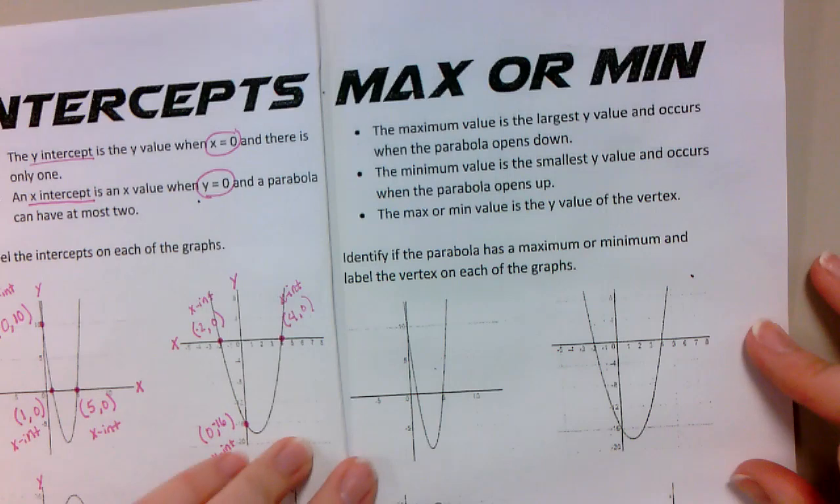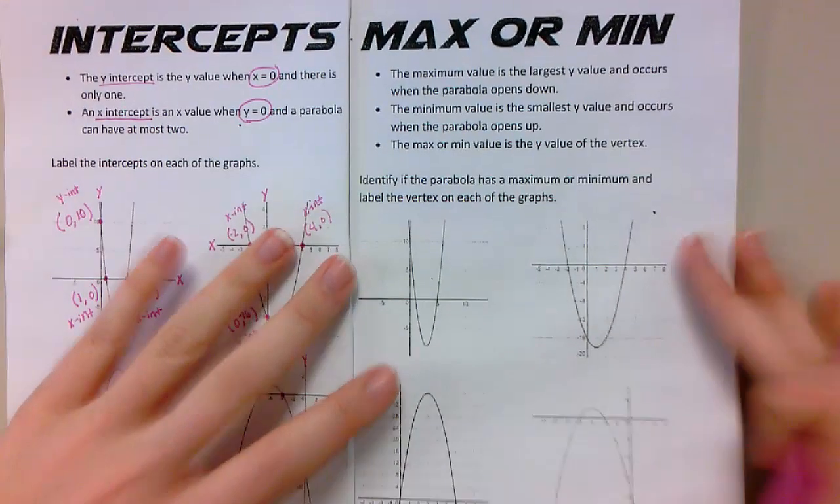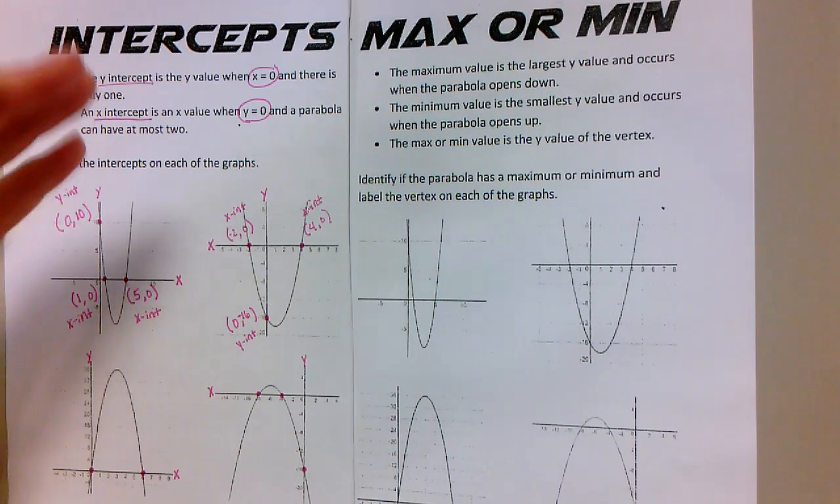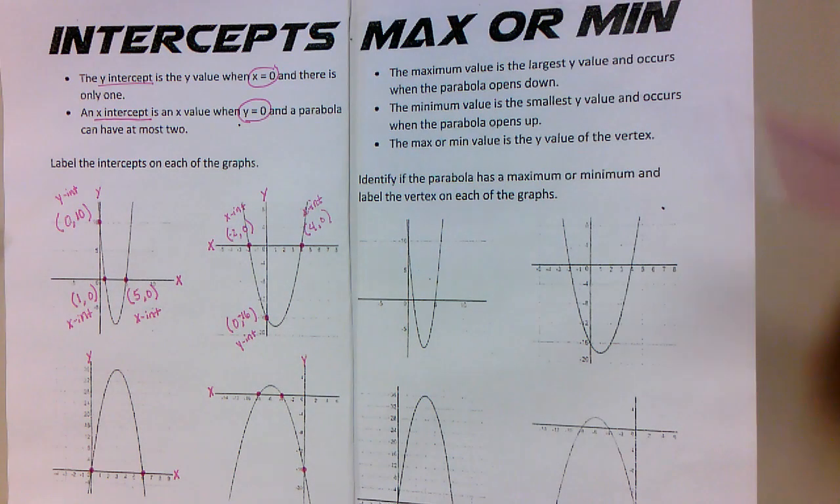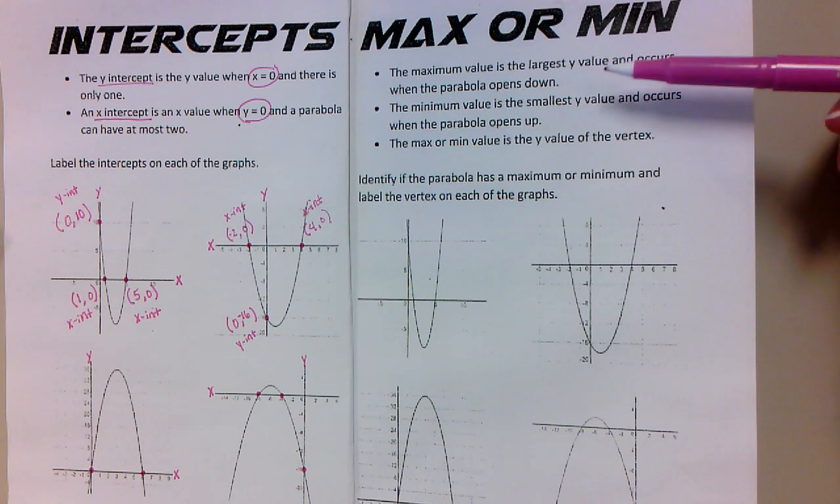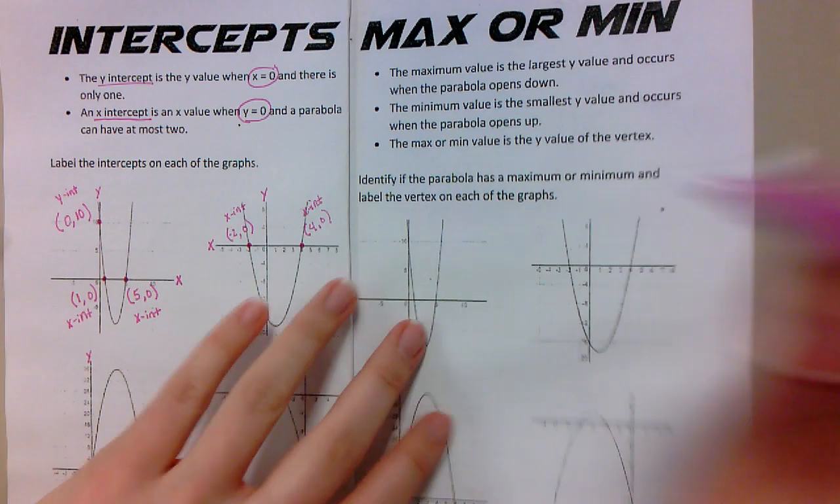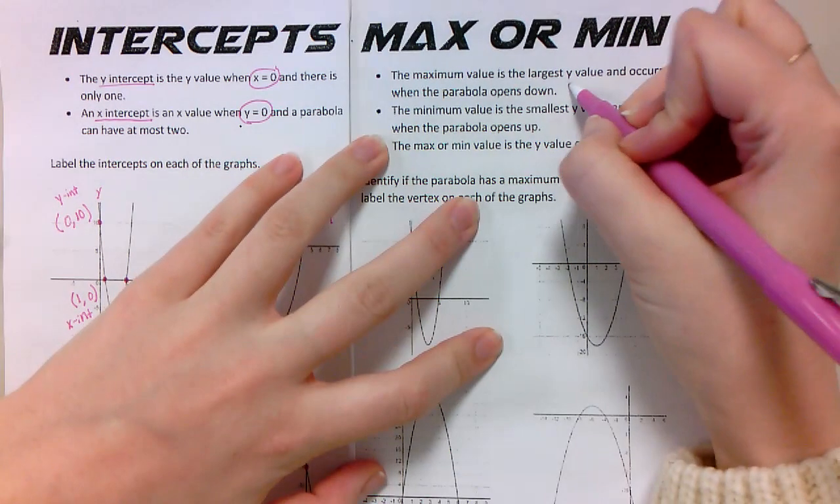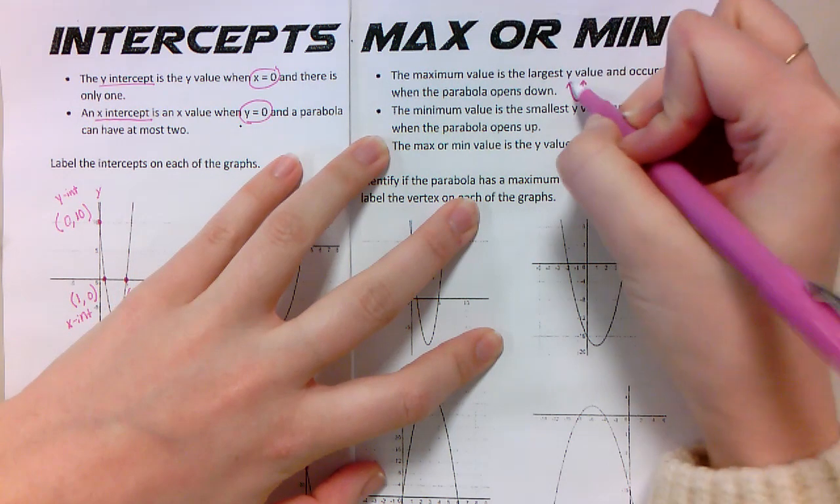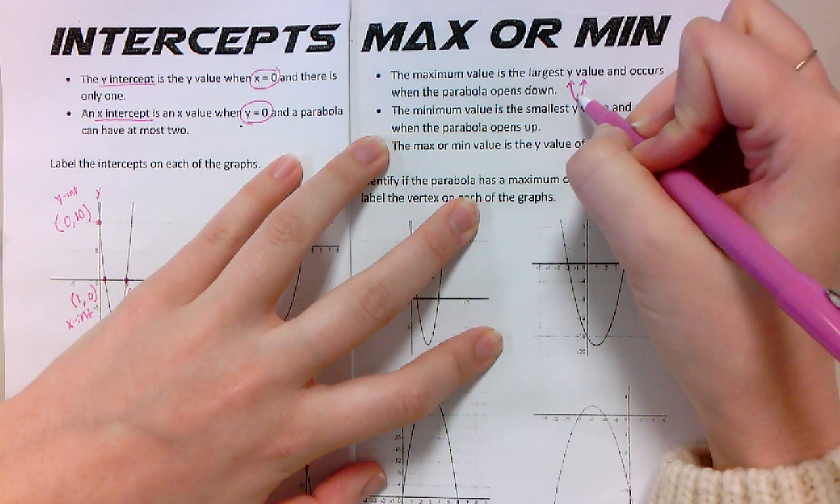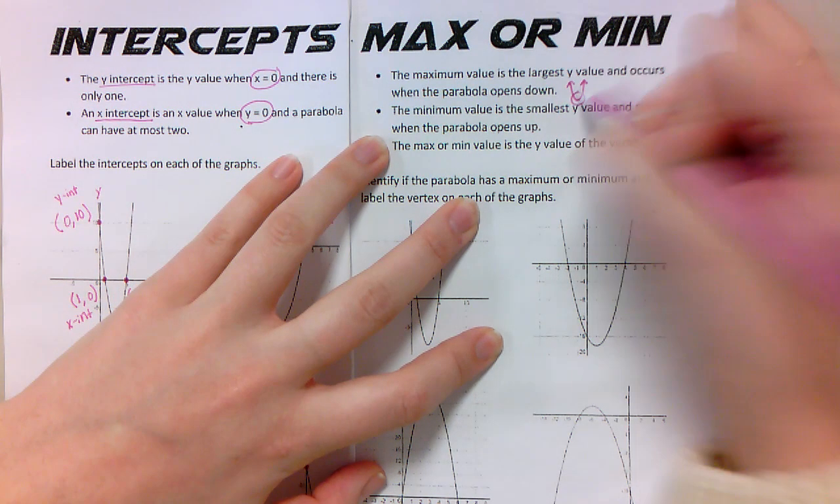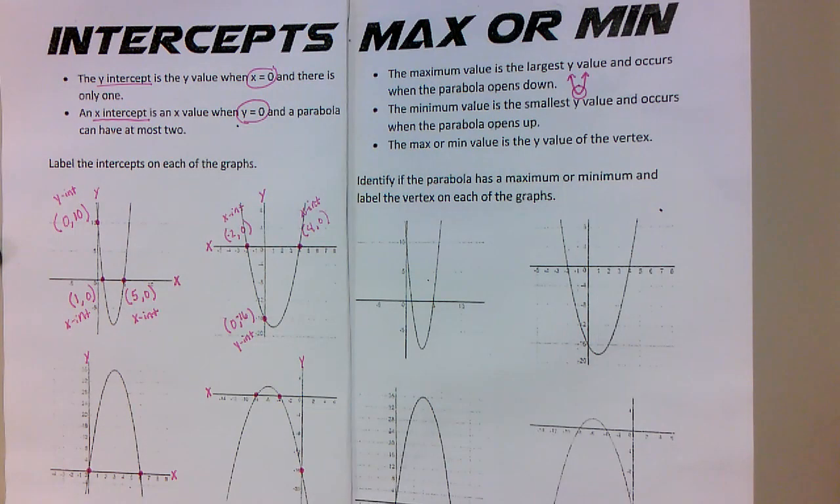Second page, we have maximums and minimums. This is literally just like what it sounds like: the highest point or the lowest point. So your maximum is going to be the largest y value when the parabola opens down. So right there, the lowest value on that U.